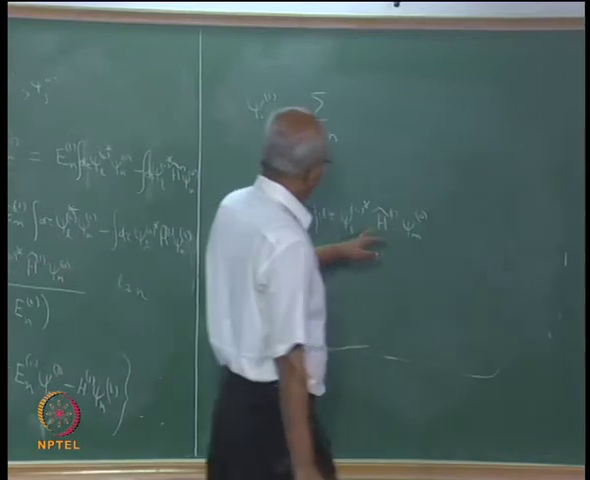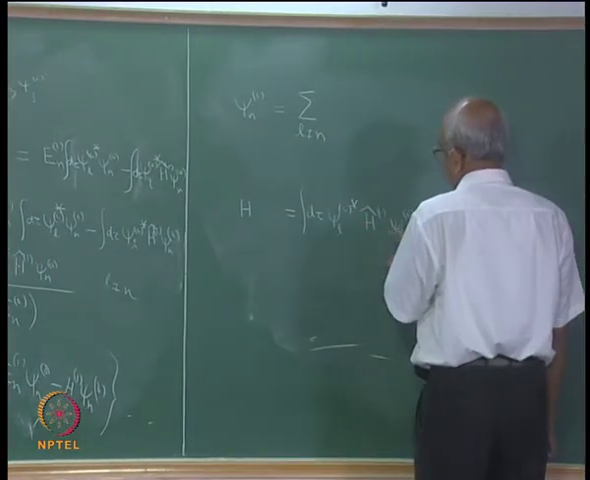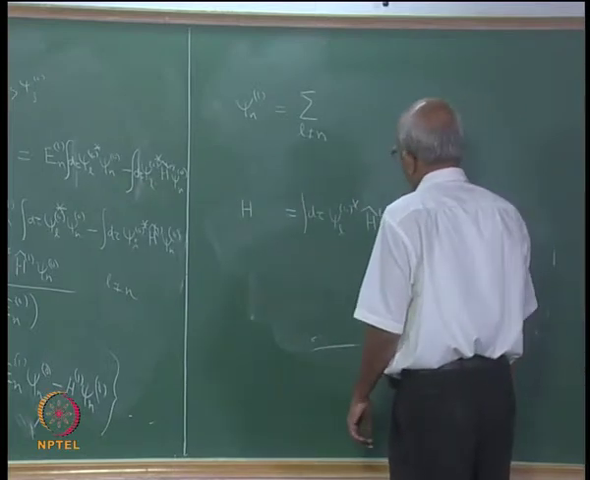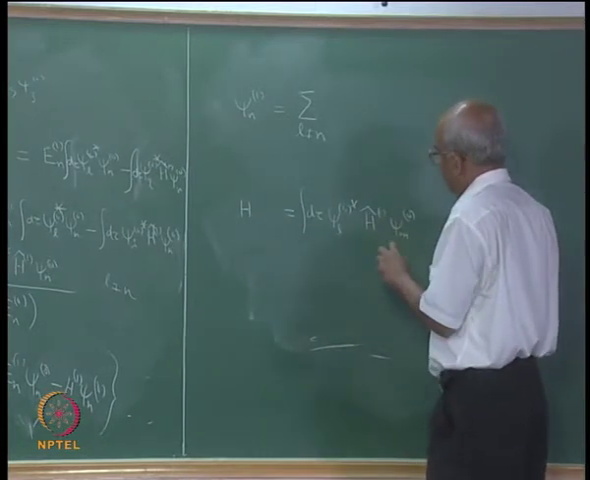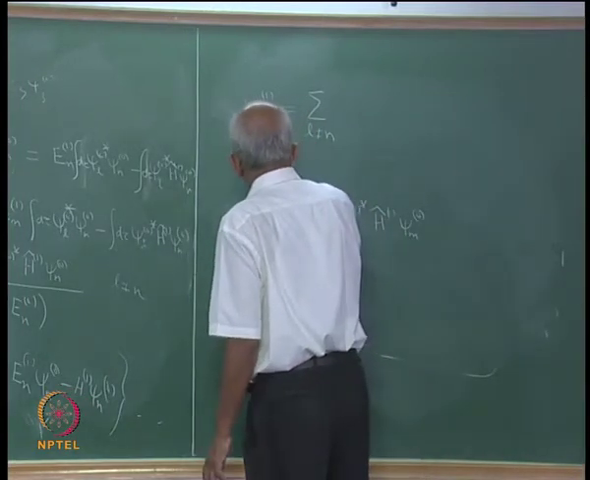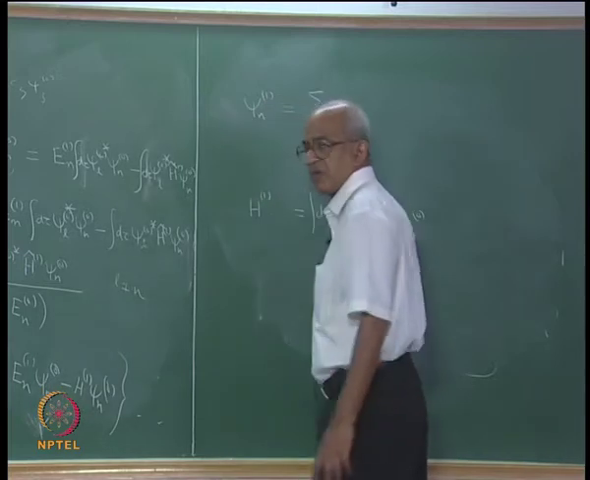So, what will happen is that you will have h hat with psi m 0 on this side, psi l 0 star on the other side, that is how it is. So, the usual thing is you will say, okay, what is it that you have? You have something which involves the Hamiltonian operator.